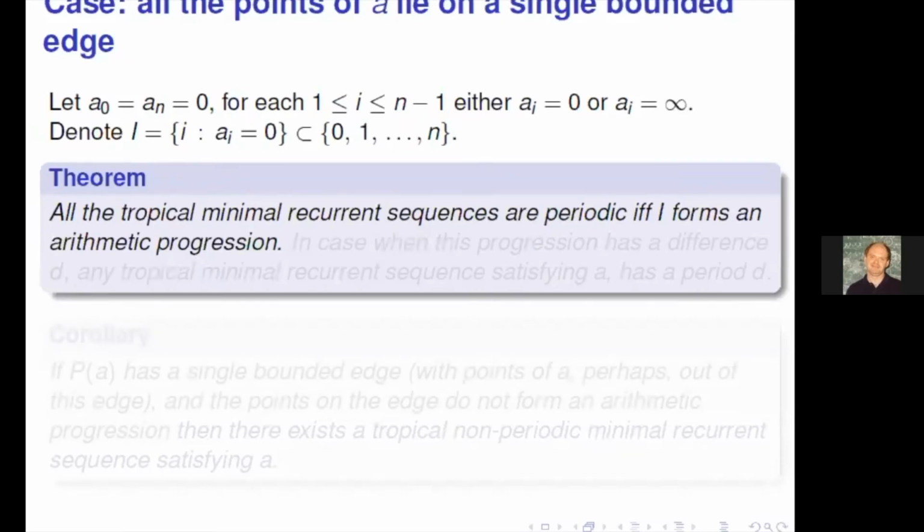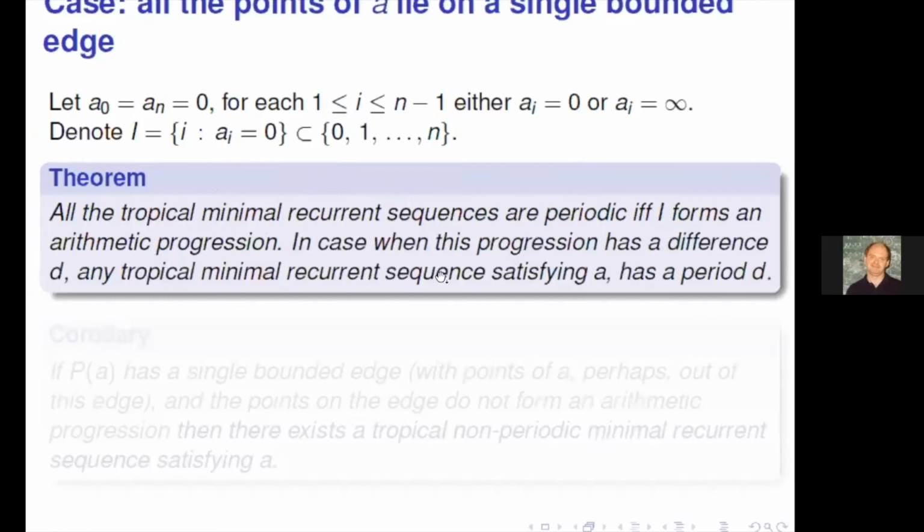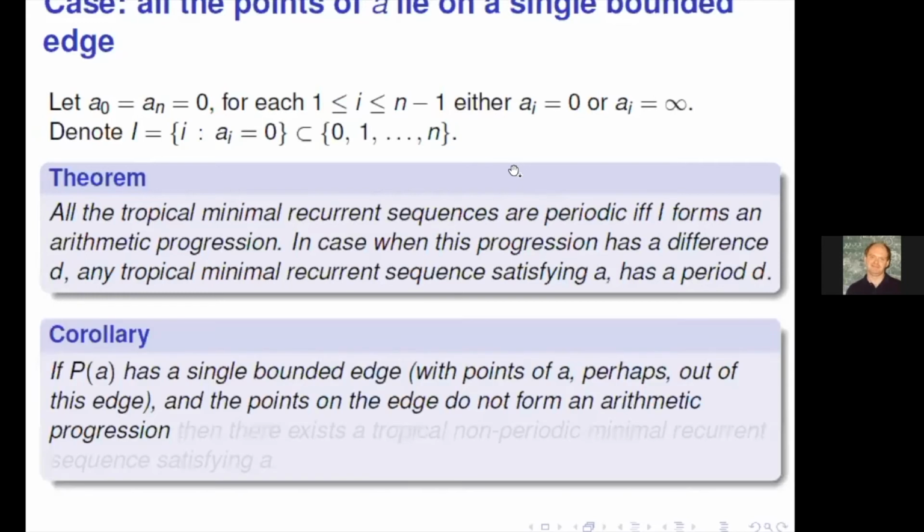And the first result is that in this very particular situation, all the tropical minimal recurrent sequences are periodic if and only if I forms an arithmetic progression. So the situation is like this: you have zeros on some arithmetic progression, and the rest are infinities. And in the case when this progression has a difference d, any tropical minimal recurrent sequence also has a period d. So this is a very clear situation.